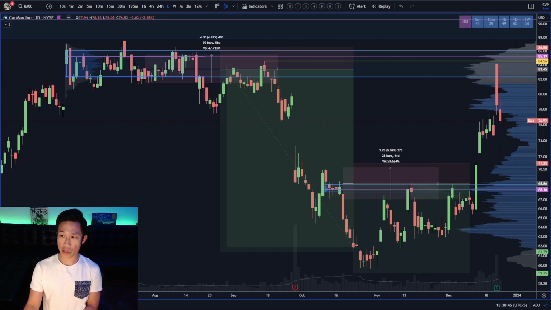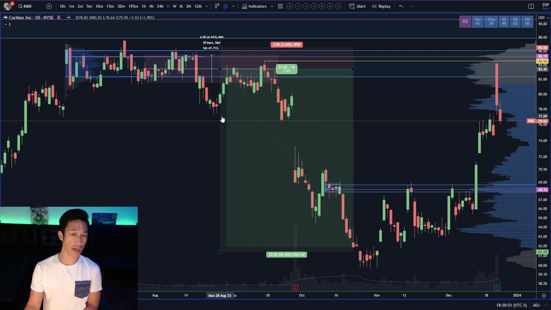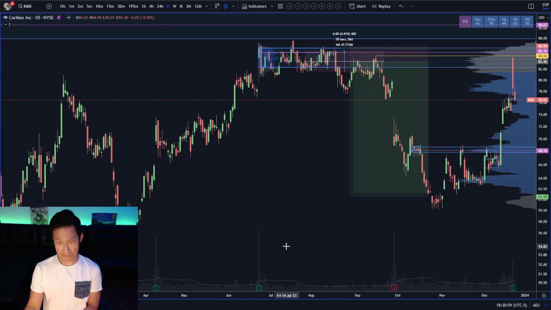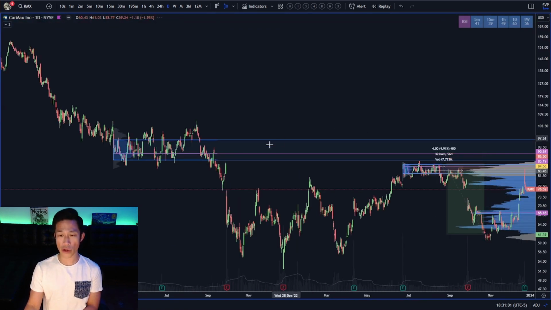So let me just start with this one first. This idea was simply based off the fact that here you have all of this supply, and then we broke down from the supply. So the idea was very simple: if we come back up to the supply, but we can't trade through the supply, we should see lower lows. And if we were to see lower lows, then we'd probably maintain this large area of balance.